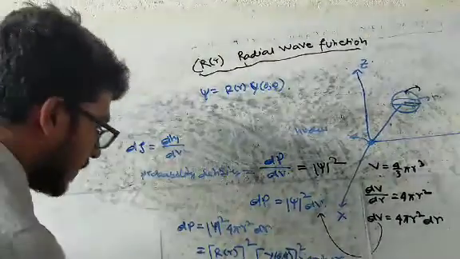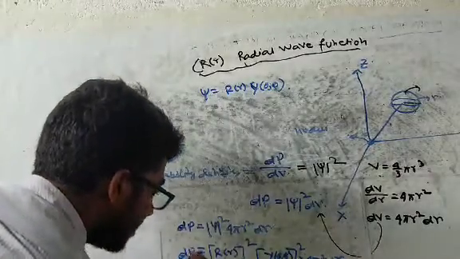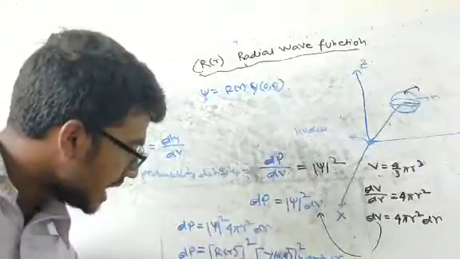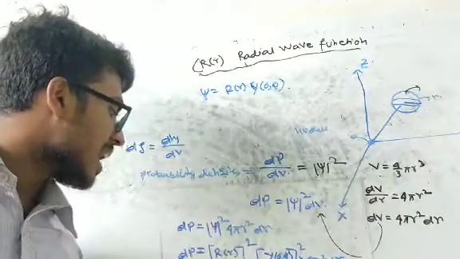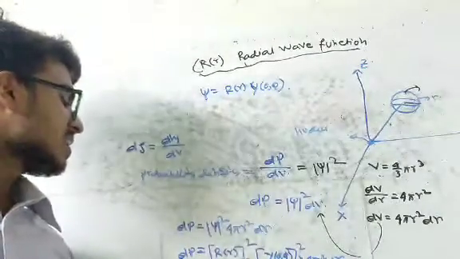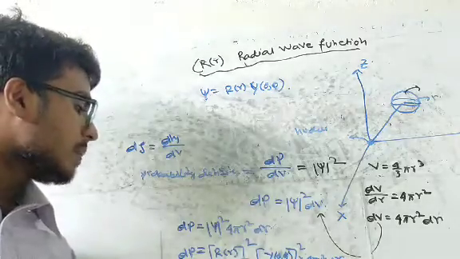Now look at my final result. That means my probability does not depend simply on R. It depends on the square of the wave function. So my probability simply depends on the square of the wave function.